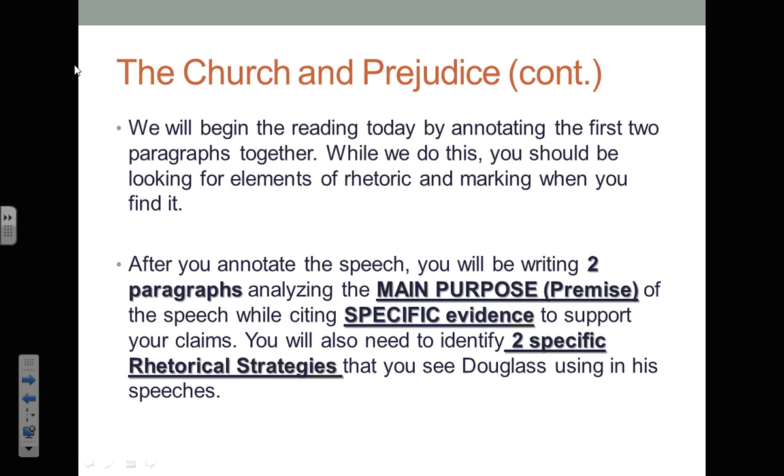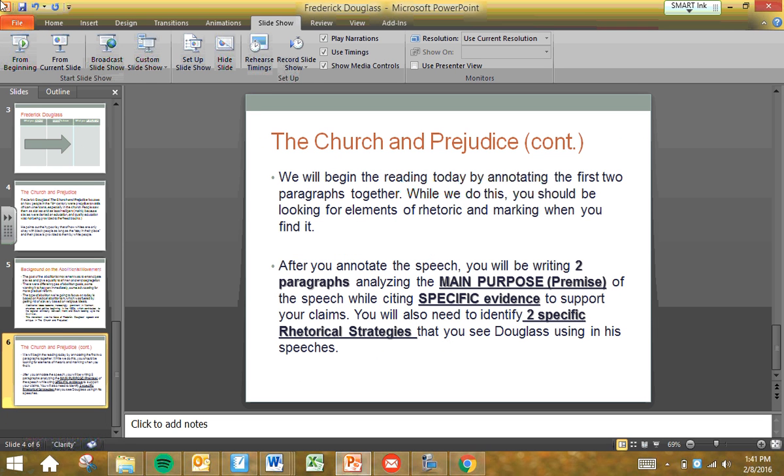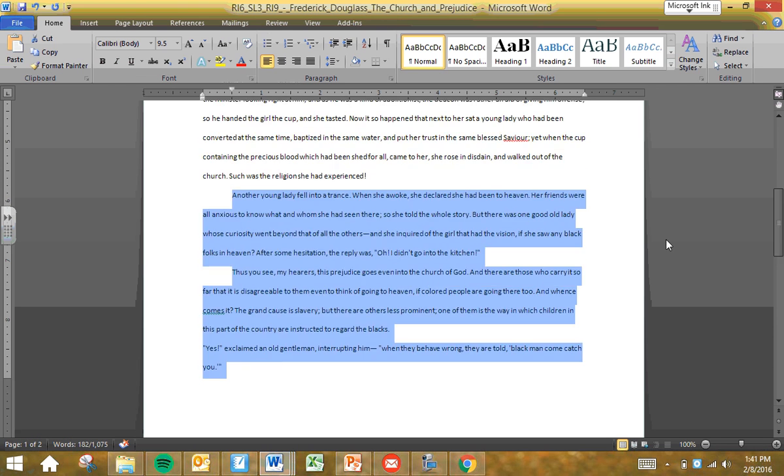But if you decide, when we get to our paper, we're going to be writing an in-class essay on, I believe, Wednesday. If you decide that you want to write about this particular speech, and then the speech I'm giving you tomorrow, these notes that you're taking will be really helpful to you. Okay. So let's get started with the reading. All right, is everybody there?